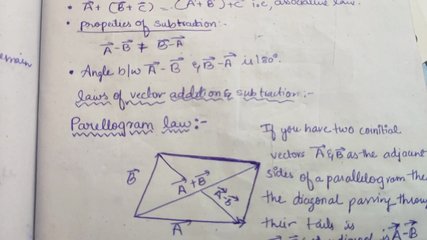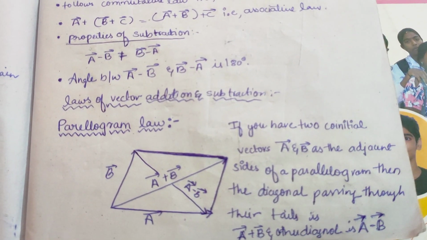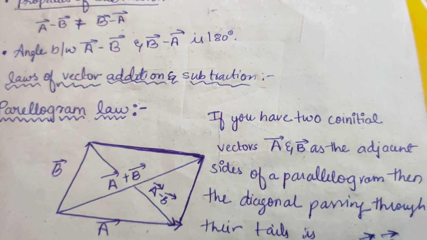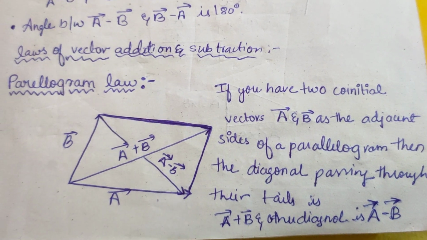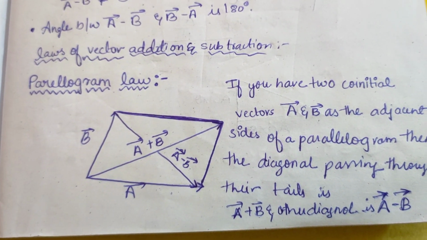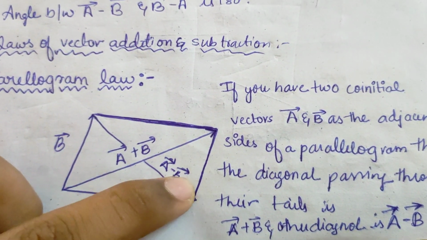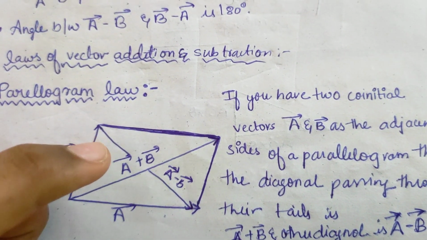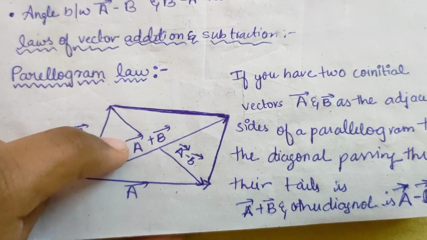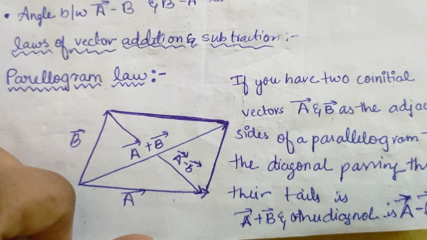Here you can see a parallelogram. If you have two coinitial vectors, that is a and b, as the adjacent sides of a parallelogram, then the diagonal passing through their tails is a plus b and the other is a minus b, as you can see here. These two are the vectors which I have given. If you are asked to find a plus b and a minus b, then one diagonal is a plus b and the other diagonal is a minus b.